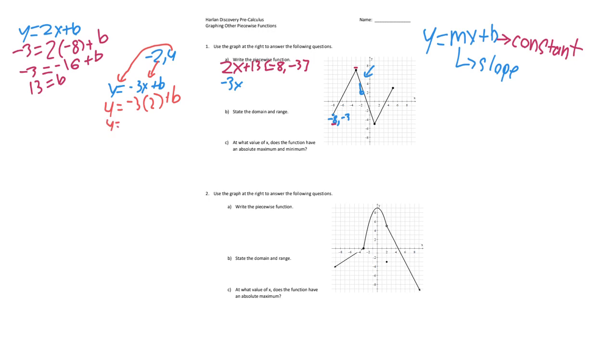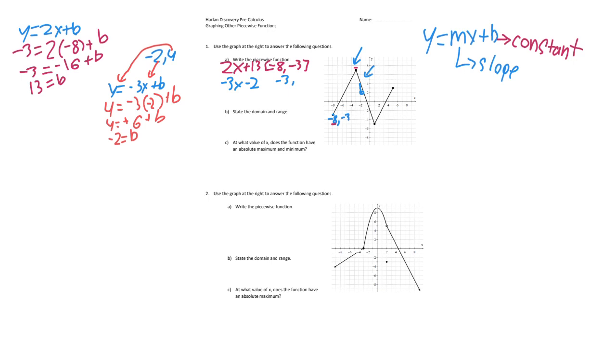So 4 is equal to -6 plus that b. Oh, no, sorry, not -6, because it's a -2 and a -3. -2 times -3 gives us +6. There we go. Move that +6 to the other side: -2 is equal to b. So our equation here, for the second line, is -3x minus 2. On the domain, we have to start where we stopped before because, look, it's a continuous function.